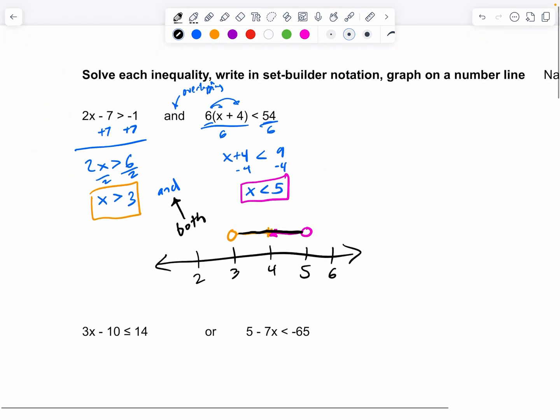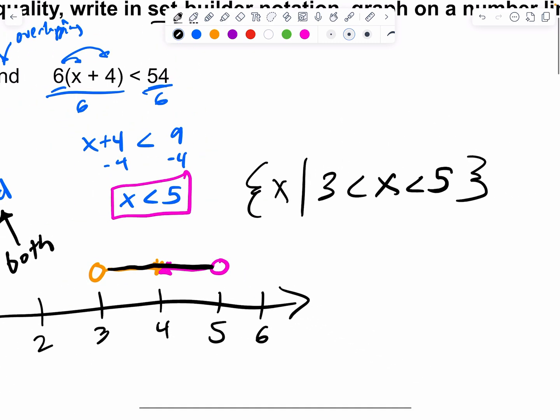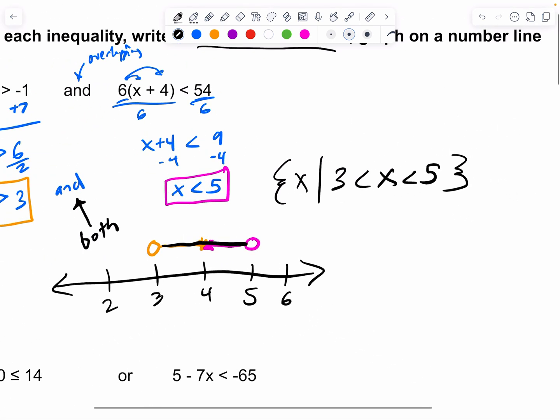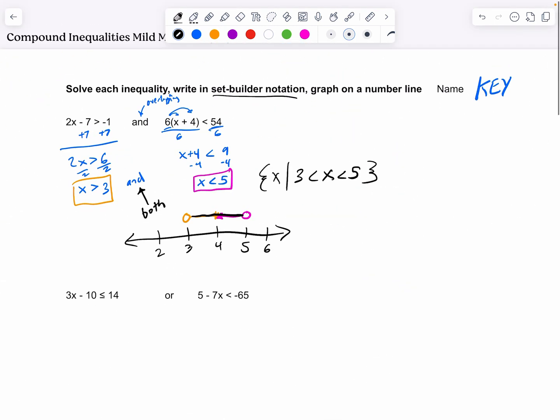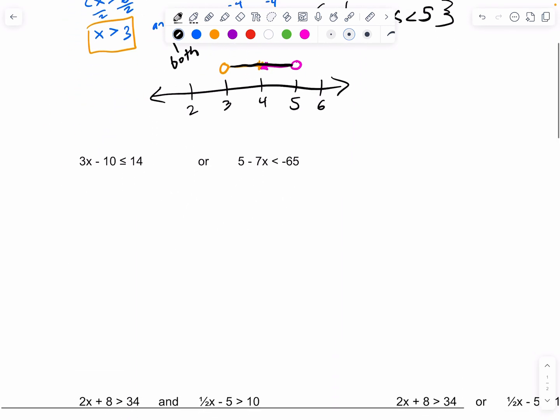So when it's between, I could write it like this. X, 3, 5. It says right in set builder notation, so I'll do it like this. So all values of x, such that x is between 3 and 5 exclusive, because it doesn't include 3 and 5. Okay, so this is an intersection. So it should be overlapping. That is just a normal intersection. Nothing special to see here.